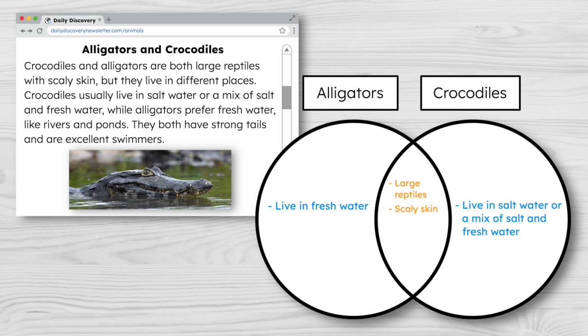Do you see a clue in the last sentence? I see the word both again. Another similarity. The author says they both have strong tails and are excellent swimmers. So that goes in the middle too. In this structure, the author shows what's the same by grouping similar facts together and using clue words like both. Then, differences come after clue words like but and while. The author moves back and forth between similarities and differences to help us understand how crocodiles and alligators are connected, but not exactly the same.